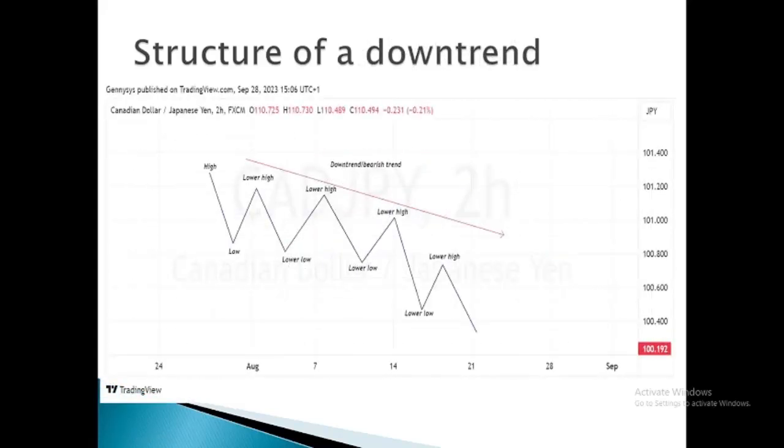In a bearish trend or in a downtrend, we still have highs and lows, but this time, since price is sloping downwards, we're going to be having lower highs and lower lows. Lower highs, lower low. Lower high, lower low. Lower high, like that. That is how to know that the trend for a particular asset is a downtrend. You have lower highs and lower lows.